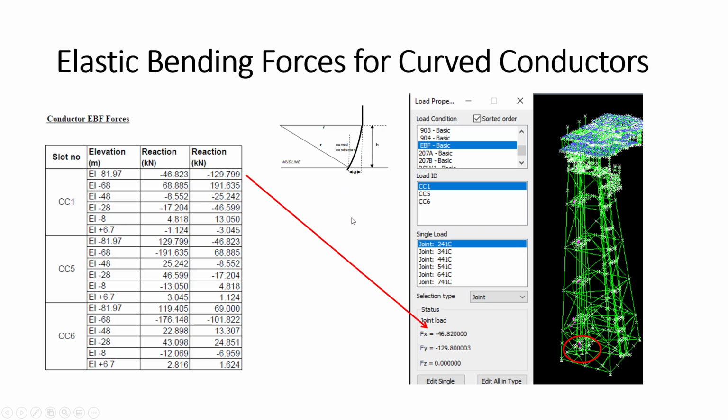And we have to apply the load. For the dead weight we have to run, and whatever reaction we get at this elevation, we have to take the XYZ reaction for this elevation and apply it here. For that, lateral 46.823 and Fy 129.8 we have to apply here. This is called elastic bending force. Again, this elastic bending force calculation needs a separate run.